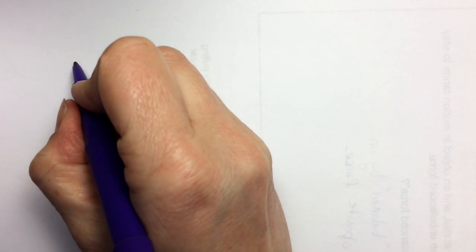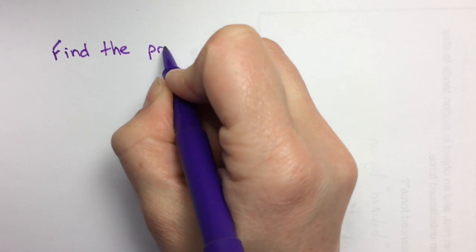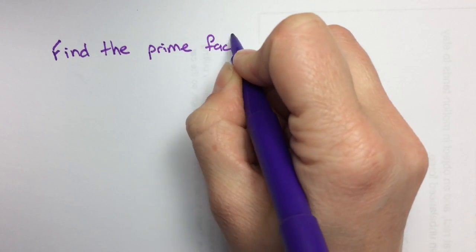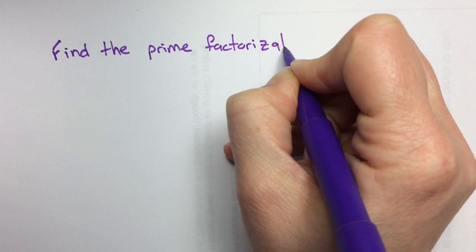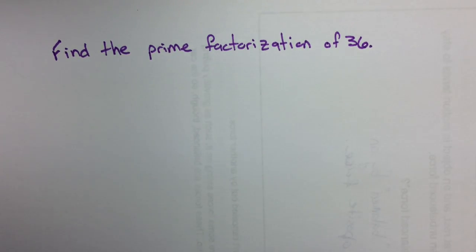I think it must be time for an example. Let's find the prime factorization of 36. In this example, I'm going to do this in several different ways so that we can see that we always get the same answer no matter how you choose to start factoring.